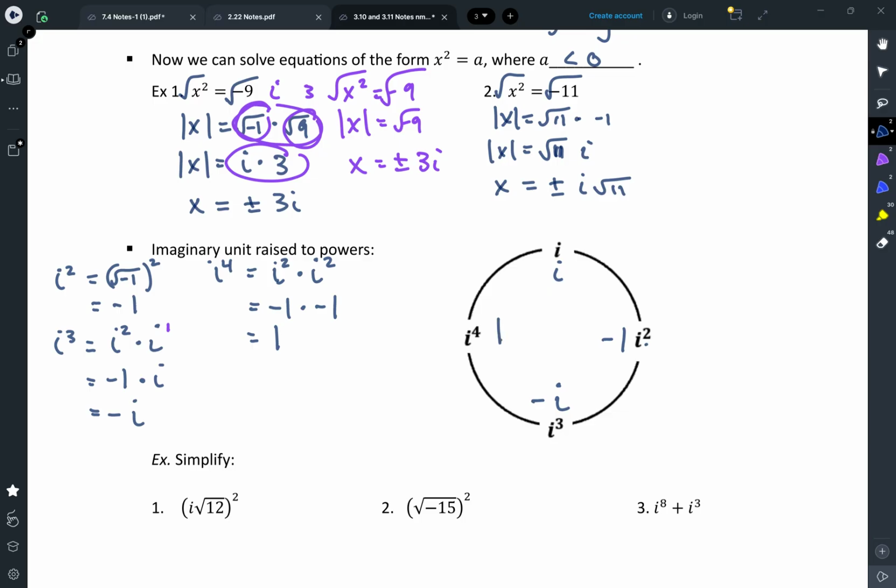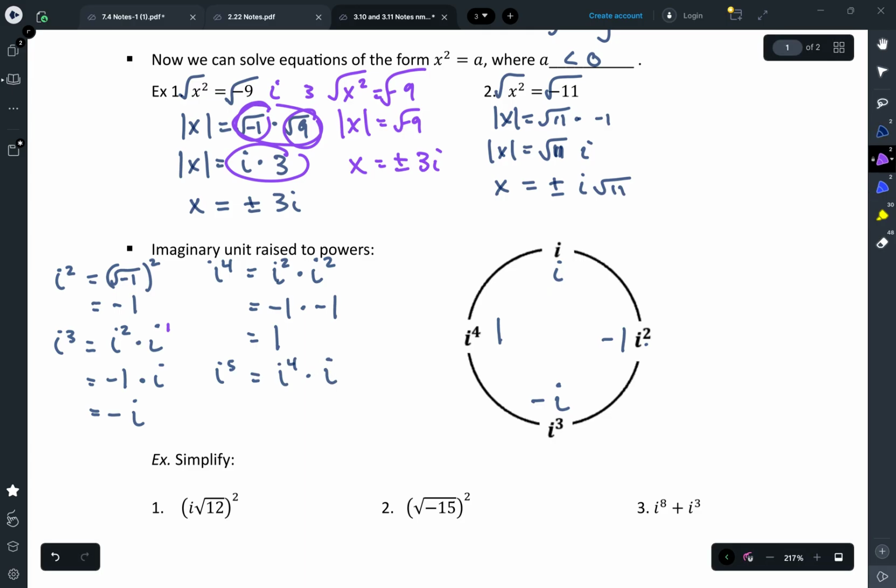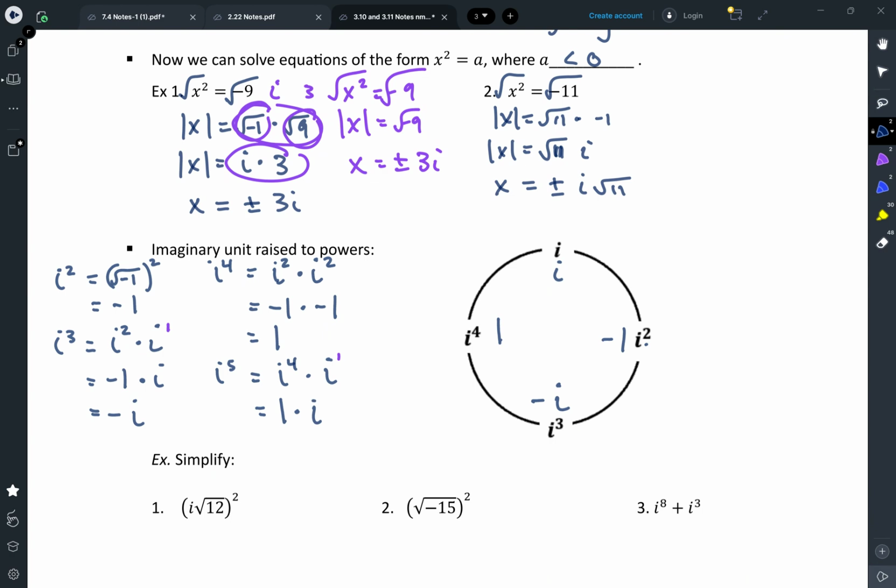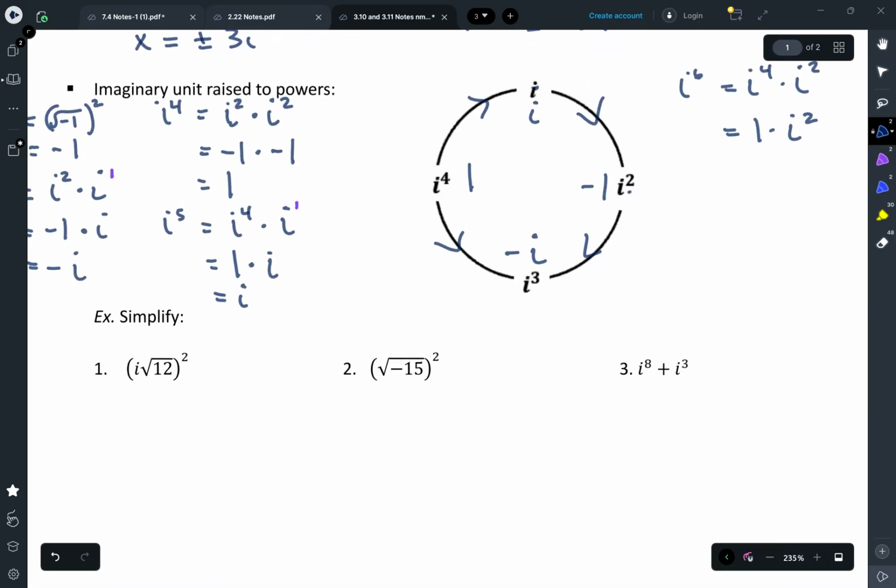Now let's see what happens if we do i to the fifth power. That's going to be i to the fourth times i, right? Because 4 plus 1 makes the fifth power. i to the fourth is 1, and i is just i. We are back to i. So i to the fifth power is i. And then you can see if we figured out i to the sixth, that's going to be i to the fourth times i squared. That's going to be 1 times i squared, so it's just going to be the same as i squared. So it's kind of like this circular thing, right? For the next powers, it's just going to keep going back and forth. It's cyclical. It's going to change between those 4 values.